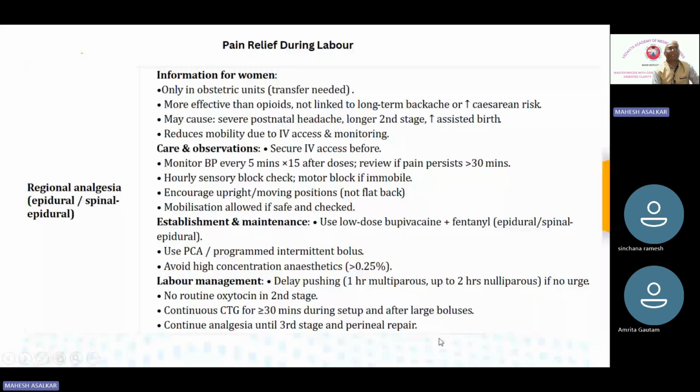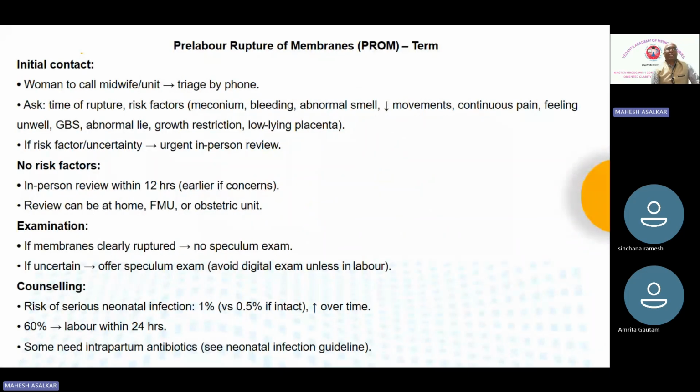Now coming to the individual situation such as PROM. Now the patient comes with PROM, that is premature rupture of membranes at term. How to deal with it? Initial contact: she may contact the midwifery unit or obstetric unit telephonically. Then we need to ask the history: time of rupture, risk factors, meconium, bleeding, abnormal smell, decreased movements, continuous pain, etc.